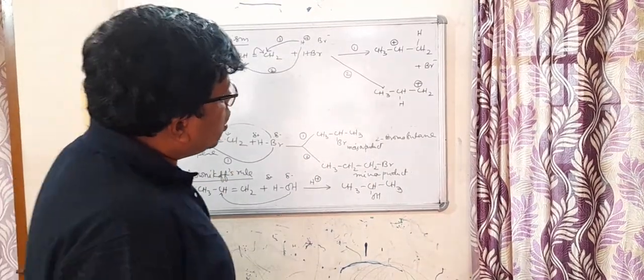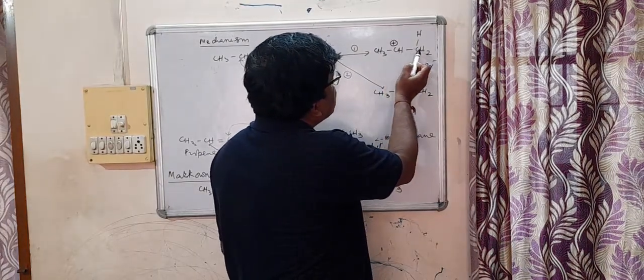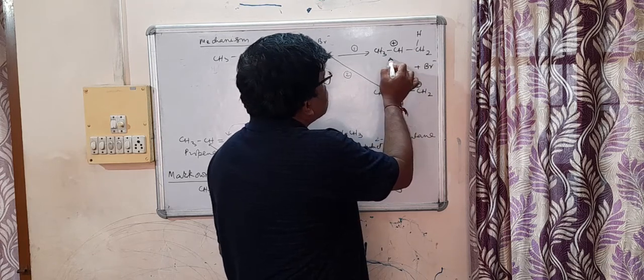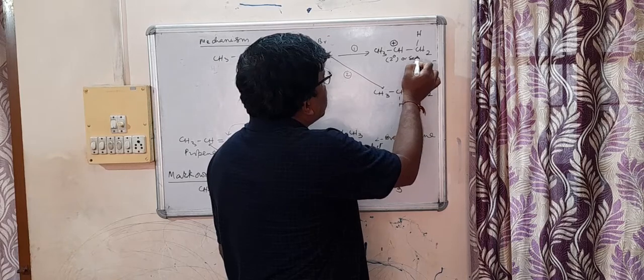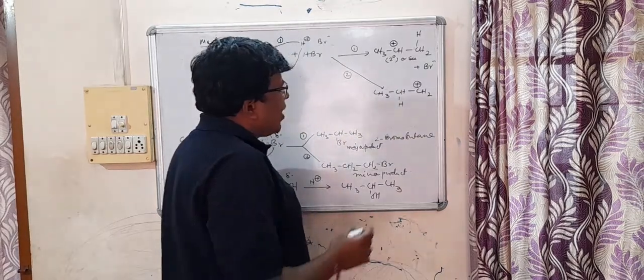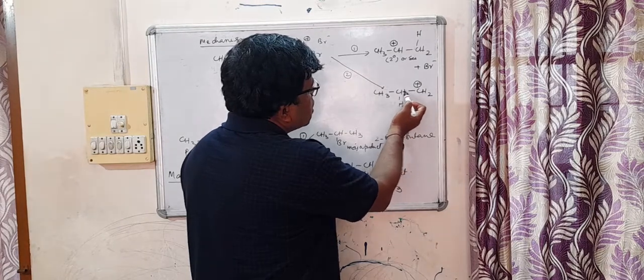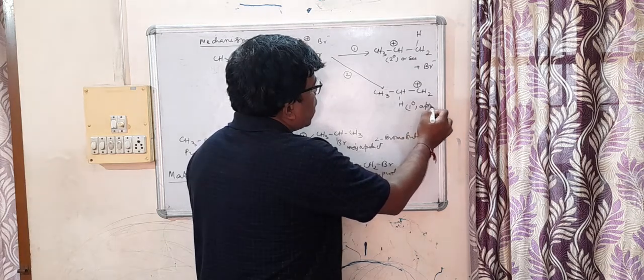Now you see this carbocation, it is attached to two other carbons, one this side and one this side. So this is called 2-degree carbocation or secondary carbocation. And this carbocation, you can see it is attached to only one carbon, this side. So this is 1-degree carbocation or primary carbocation.